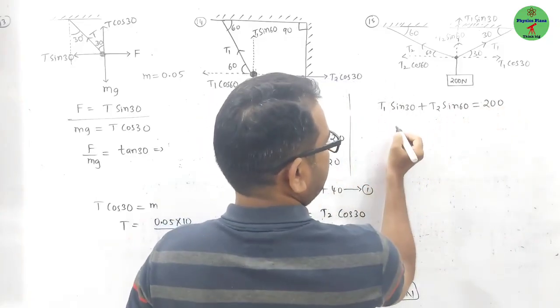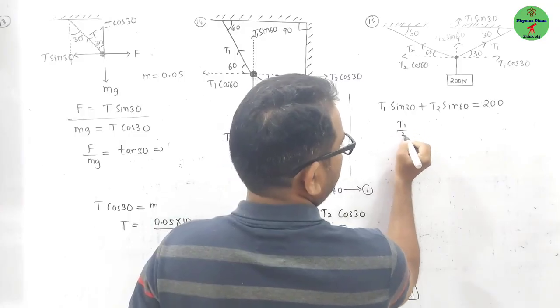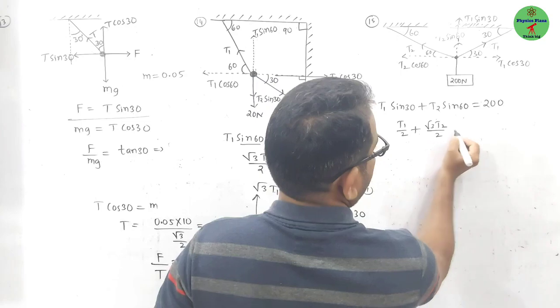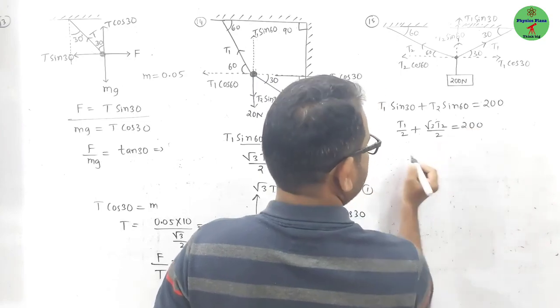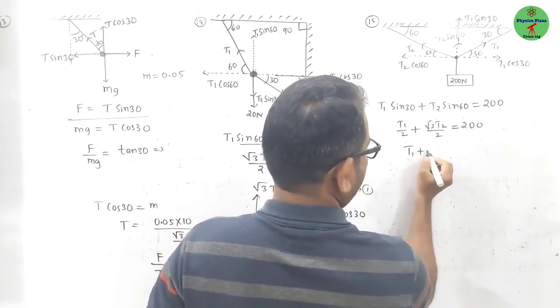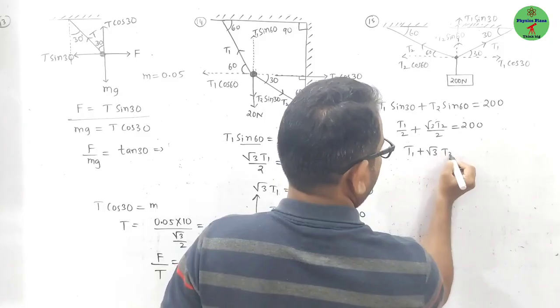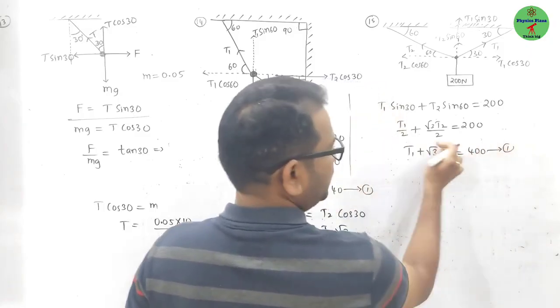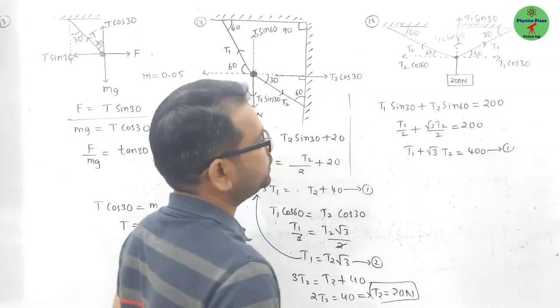Sine 30 is 1 by 2, so T1 by 2 plus sine 60 is root 3 by 2, root 3 T2 by 2 is equal to 200. This can be T1 plus root 3 T2 is equal to 400. Equation 1. You can take the LCM, and the right side multiplies.